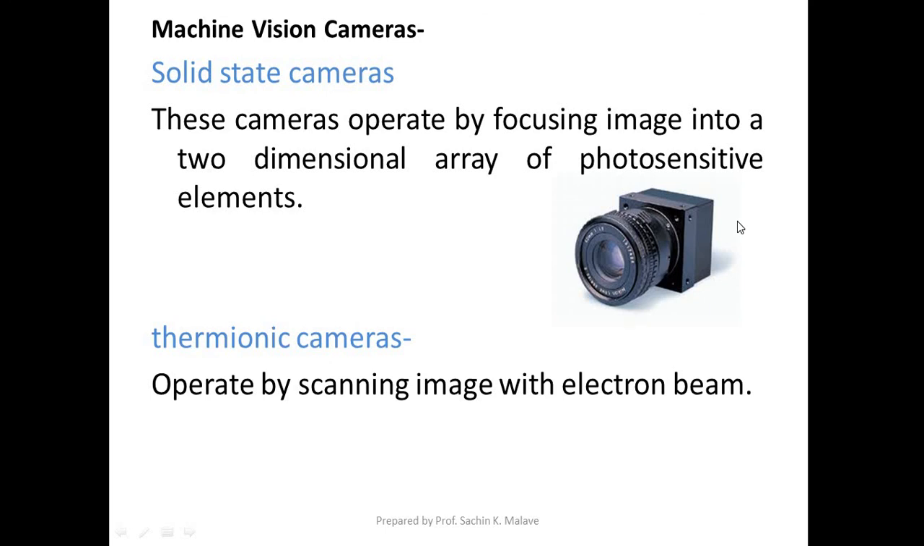These cameras can distinguish small changes better than the solid state cameras. So that is another feature of thermionic cameras, and they provide a great deal of information about the object at very fast speed. So they can give more information. These are the types of cameras that are used.